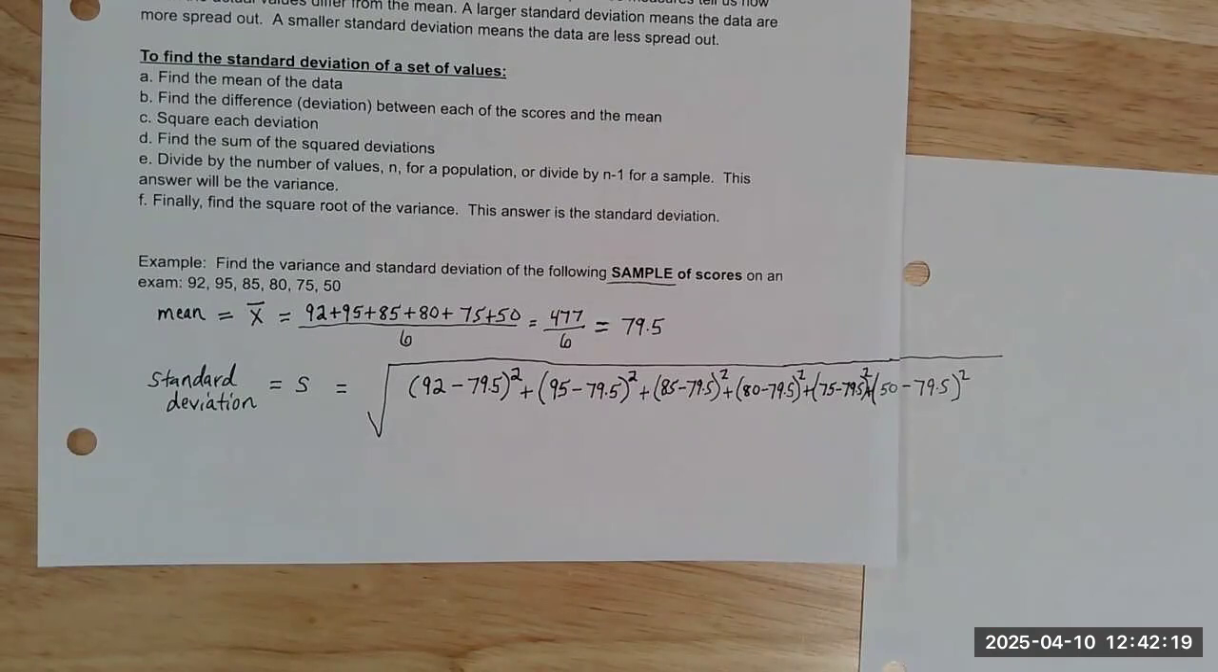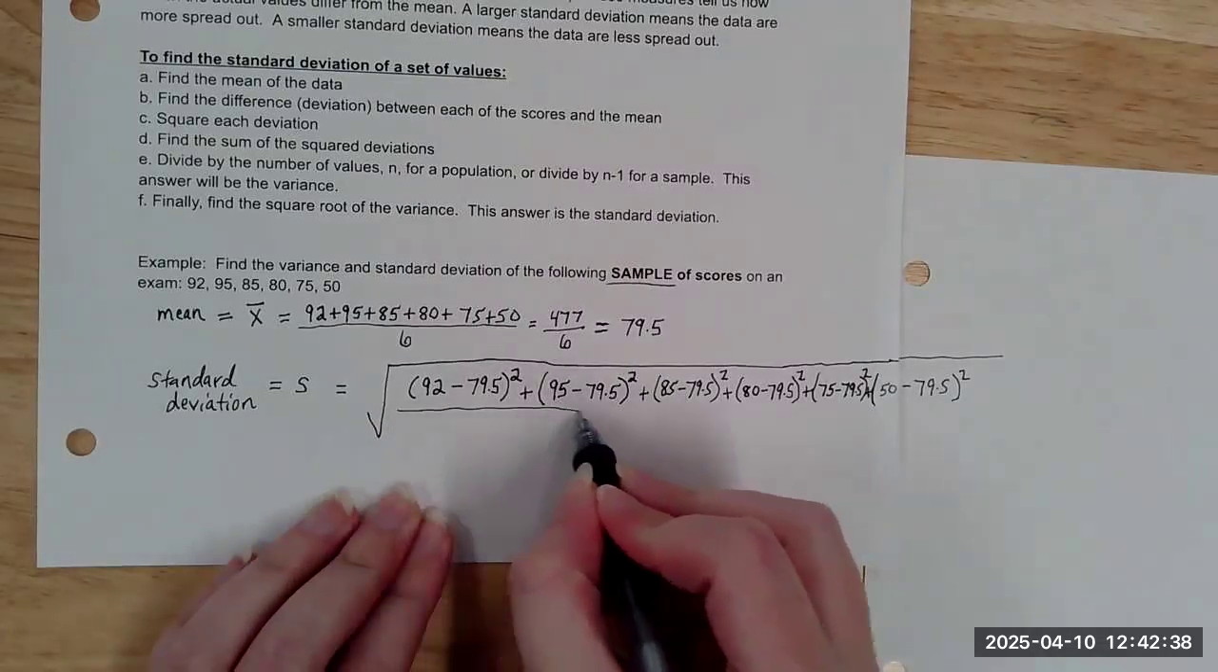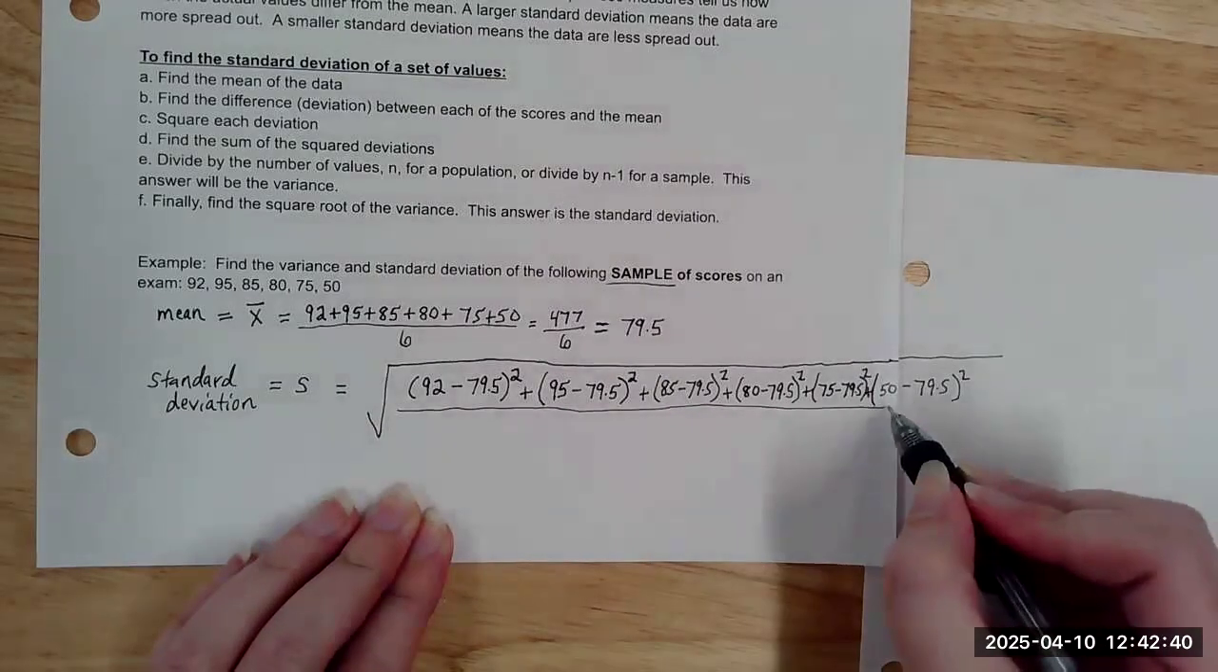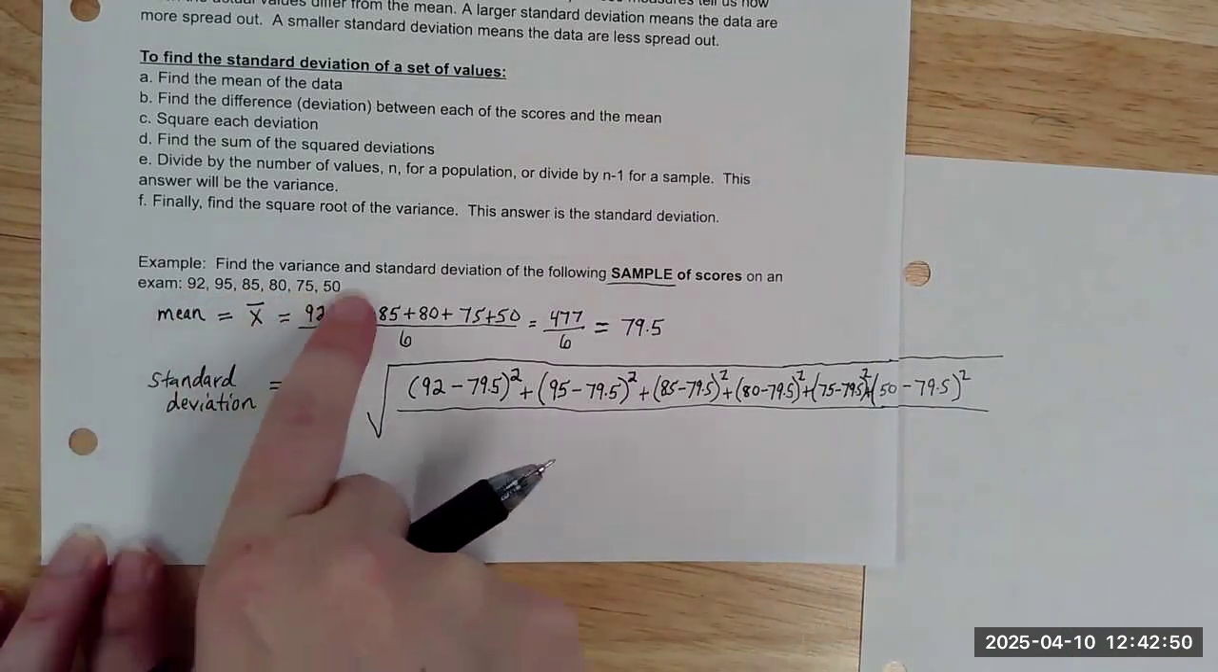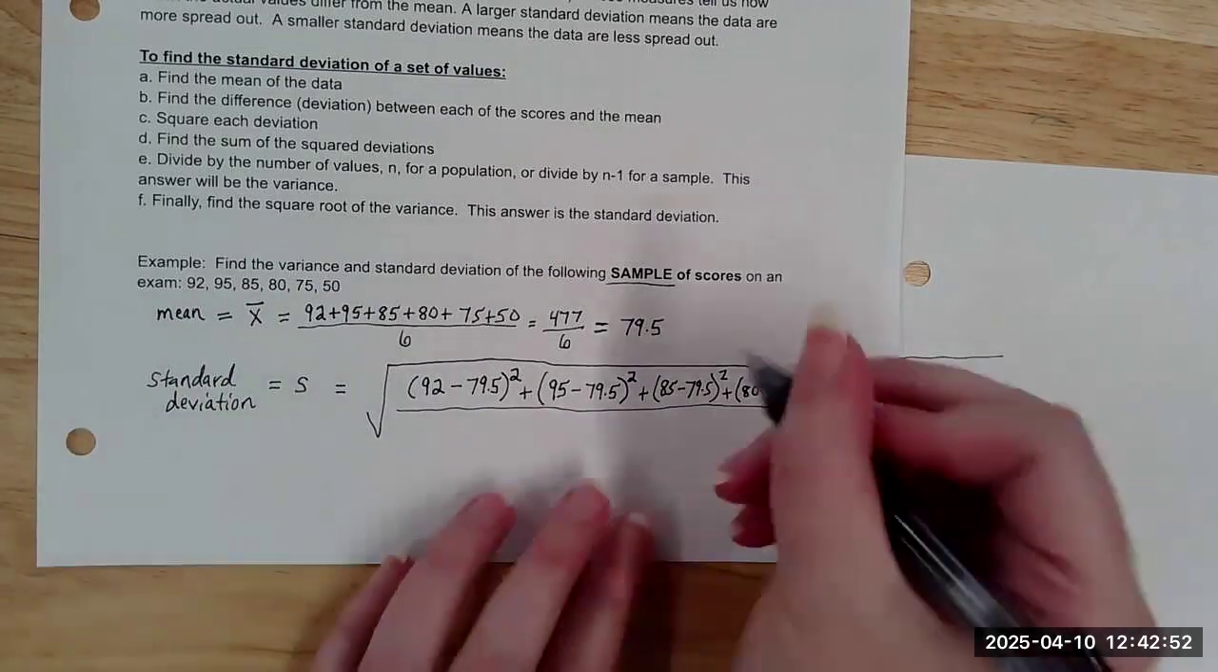Okay, so to recap what we did, we took all of these numbers and we subtracted 79.5 from each of them. And then we squared what we got. Now, what I'm going to do is draw a giant division bar under the entire thing. And we're going to divide by n minus 1 because this is a sample. Our n was 6 because we had 6 of these data values.